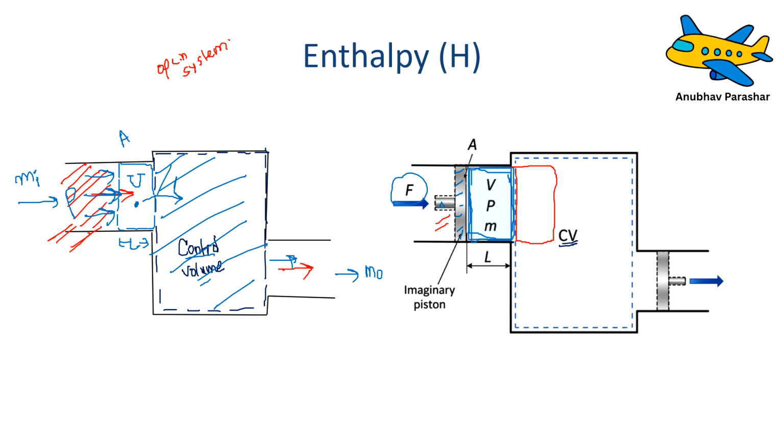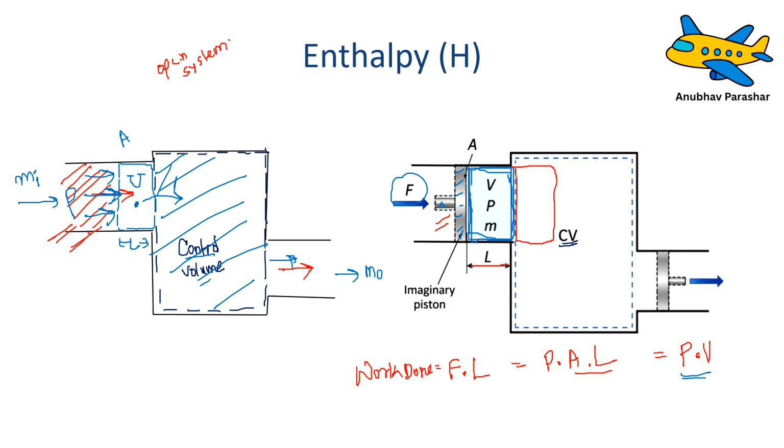Some amount of work has been done. So what is the work done? The work done can be represented as force into displacement, and the displacement is L here. Force into displacement L is the work done on the element. Force I can write as pressure into area, and the cross-sectional area is A. So this becomes PAL. Now, A into L is nothing else but volume. So it becomes pressure into volume. So the work done on the fluid by the fluid behind it is equal to P into V.